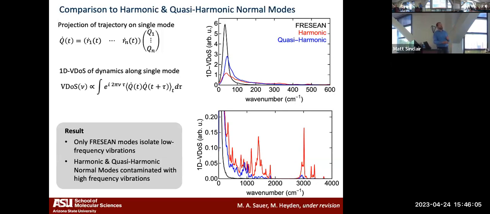What is going wrong is that if you extend the spectrum to higher frequencies, up to 4,000 wave numbers, you see all these additional peaks that are not supposed to be there. These harmonic and quasi-harmonic modes are supposed to describe the vibration at 1 terahertz. And if you actually look at fluctuations along these modes, you see lots of stuff at thousands of wave numbers that are not supposed to be there. The only method that is actually able to isolate the low frequency vibrations in a system is the Spring-Lee mode analysis.